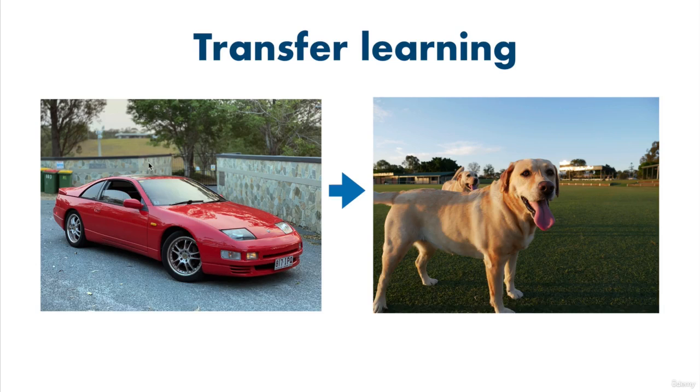Now, you can think of this as being the same as when you write an essay versus writing poetry. Although the writing styles are different, the writing that you do uses the same fundamental principles. So, we can take this car model that identifies different cars and use its foundational patterns and apply it to our dog breed problem. Of course, there's a few more steps involved here, but that's the basic premise of transfer learning.